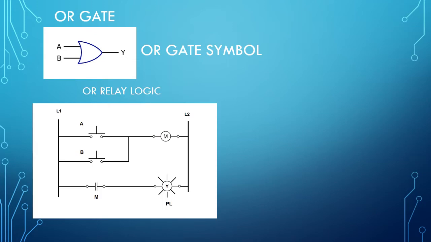This is the relay logic for a simple OR gate. And again, if you're familiar with ladder logic, you can see that if I press button A or I press button B, then I can energize coil M, closing contact M, turning on my yellow pilot light. OR functions are typically wired in parallel, whereas in the previous example, AND functions are usually wired in series.